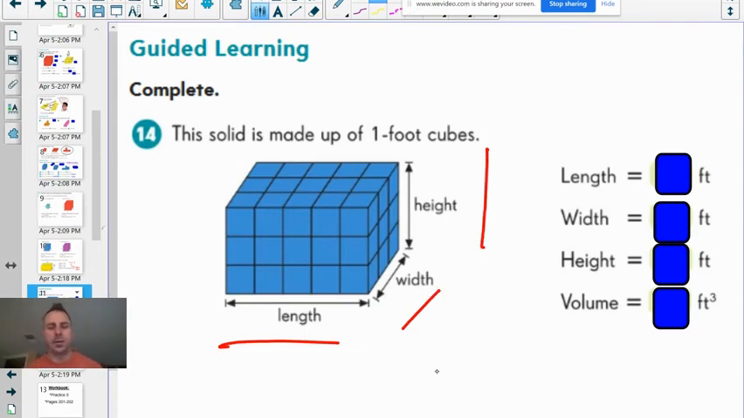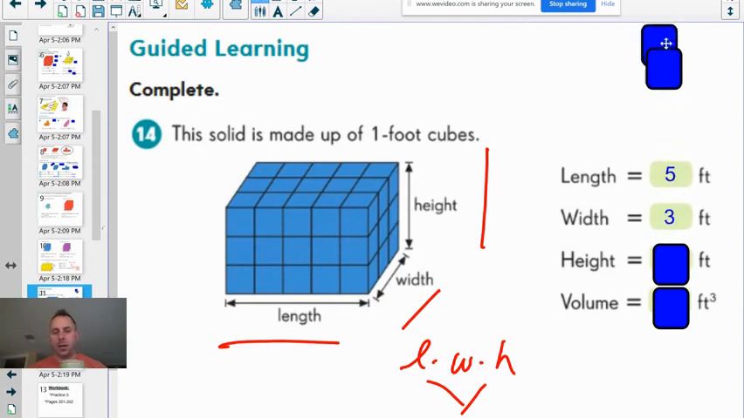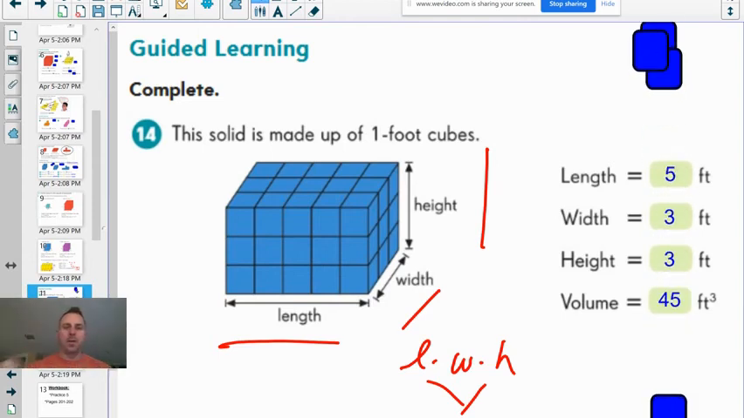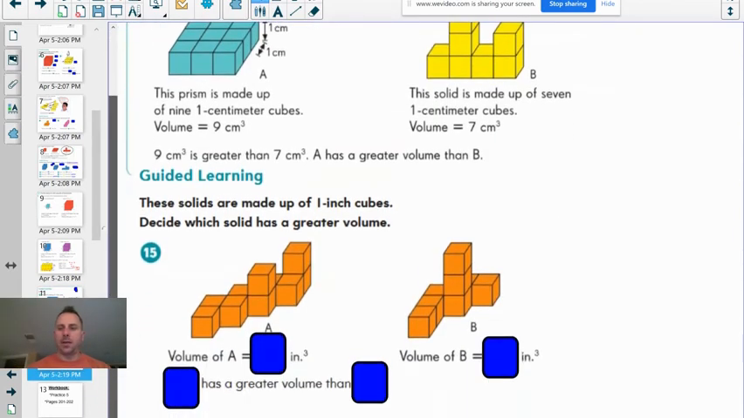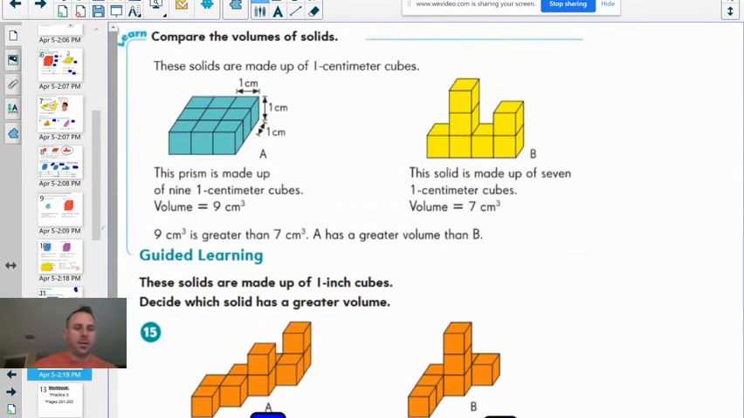All right, how about this one? Go ahead and try to figure this one out. What's the length? What's the width? What's the height? And then multiply the length, the width, and the height together to get your volume. Pause it right there and solve. All right, you probably figured this one out. 5 by 3 by 3 for a total of 45 feet cubed, not squared.